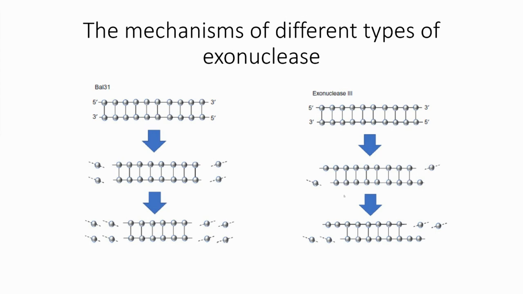And then another one is called exonuclease 3. As you can see here, exonuclease 3 can only degrade at the 3' ends. So you will see they degrade from the 3' ends. So that's the exonuclease 3.